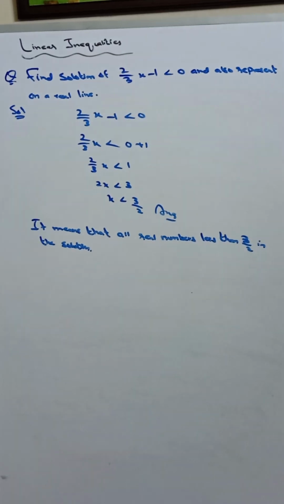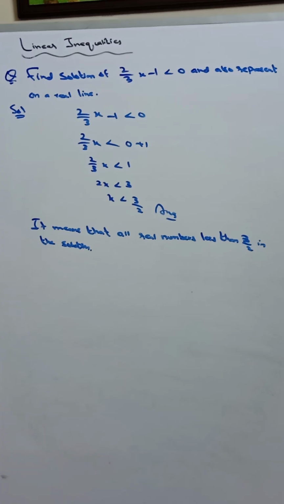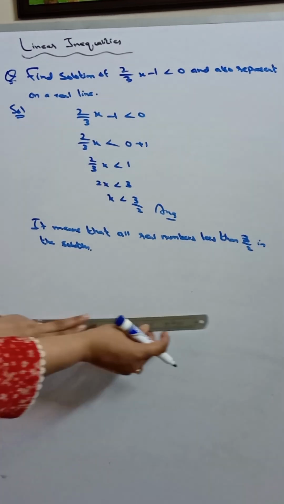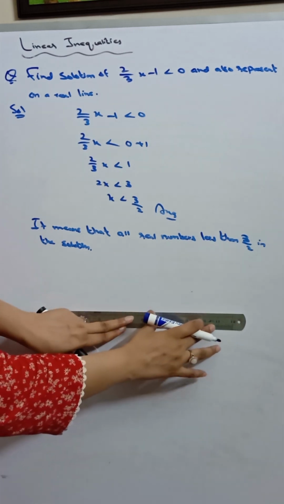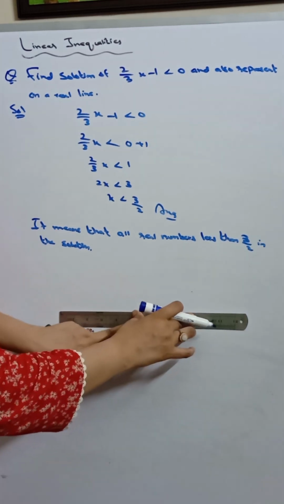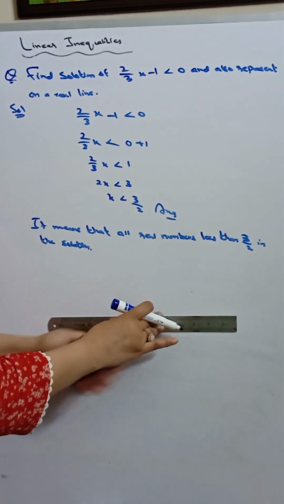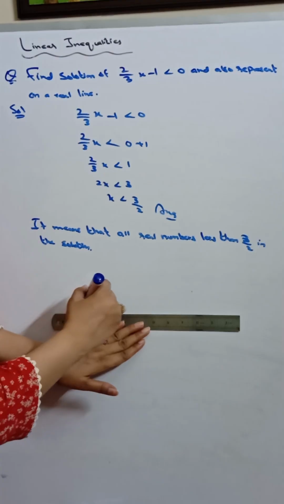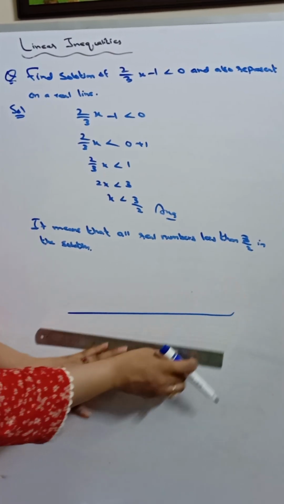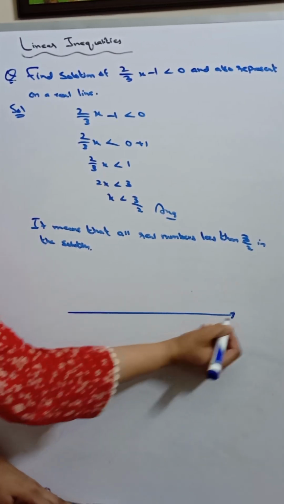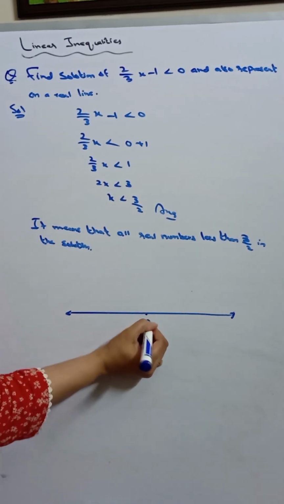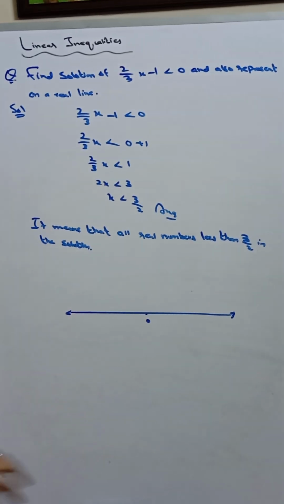Now we are going to represent this on the number line. You just draw a line, that's called the real line. Just wait. I hope so. So this is the line. This is the center point. Now I have to represent this 3/2 on the number line. It's very simple, very easy.